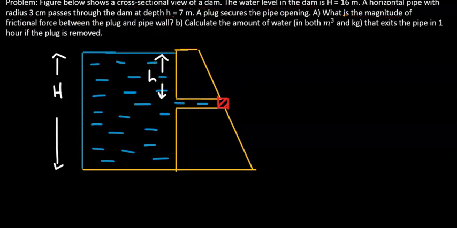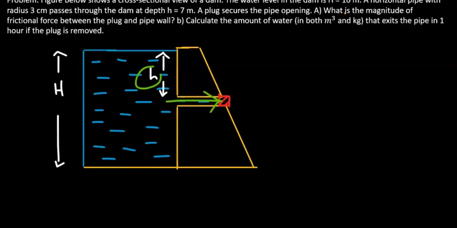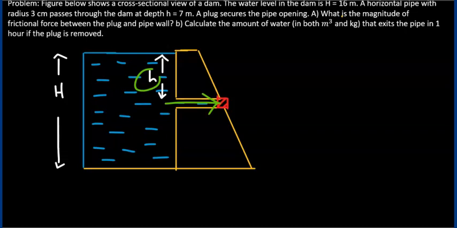The idea is pretty simple. At depth 7 meters, there is water pressure that is pushing the plug rightward. In order for the plug to secure the pipe opening, there will be frictional force between the plug and the pipe wall in that direction, opposing the force from the pressure. So let's assume the frictional force is little f, and the force due to pressure is capital F. So you see that friction equals the capital F from the pressure.